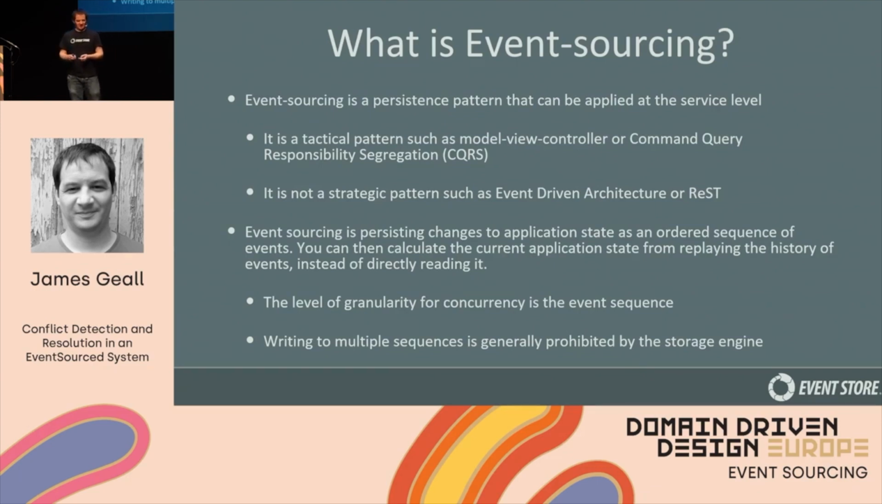So what is it that makes it different to normal database operations? Persisting changes to application state as an ordered sequence of events. Yeah? You can then calculate application state by replaying the history of those events instead of directly reading from it. That is the difference between most RDBMS, document stores, and escrow, which is why I was talking about escrow. Yeah? We store the changes to state. The level of granularity for concurrency is the event sequence.